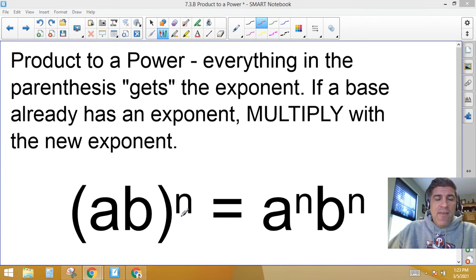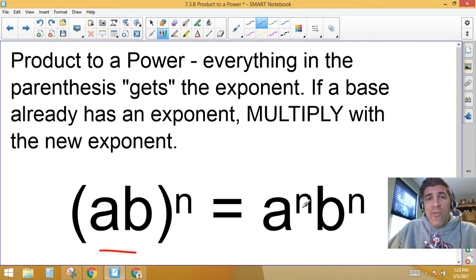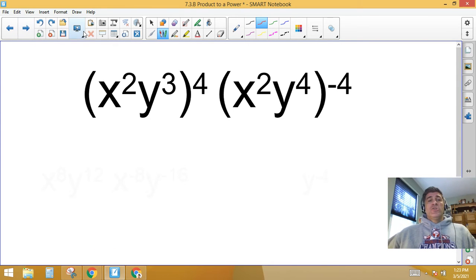Okay, so AB to the n is equal to A to the n, B to the n. Okay, so let's look at this example. Crazy, I know, I just jumped right into it. I have x squared y cubed, all of that is to the 4th power, times, because there's nothing here, x squared y to the 4th, to the negative 4th power. Wow, crazy.